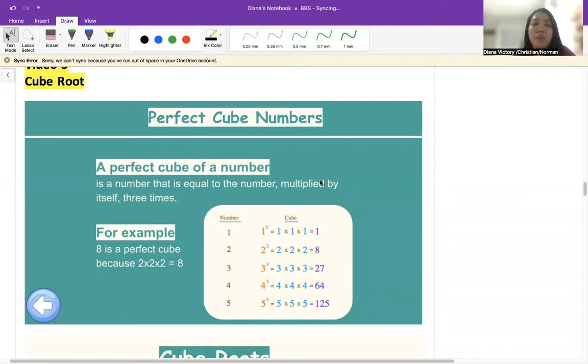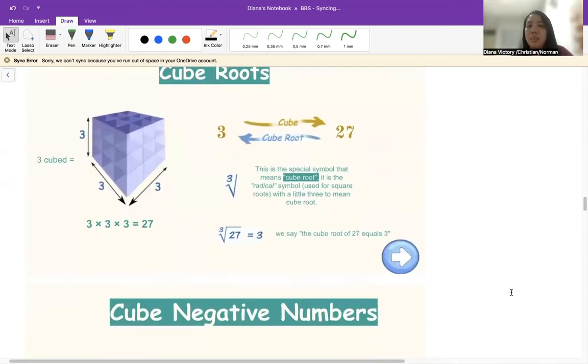Okay, before we discuss how to estimate cube root numbers, let's see perfect cube numbers first. So, what are perfect cube numbers? A perfect cube number is a number that is equal to a number multiplied by itself 3 times. For example, 8 is a perfect cube number because it is the multiplication of 2 times 2 times 2, 3 times. The other perfect cube numbers are 1, 8, 27, 64, 125, and etc.